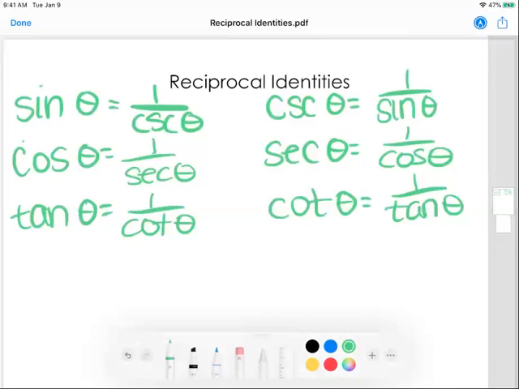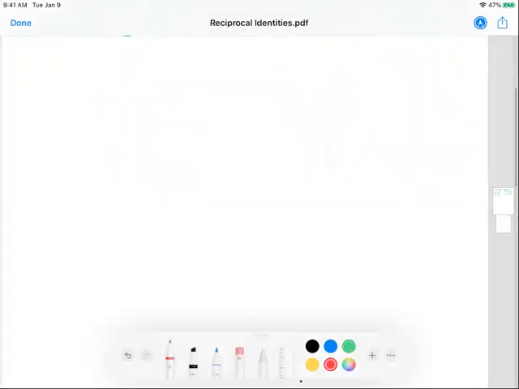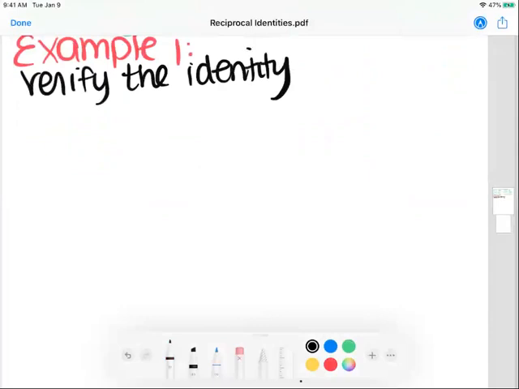So now what we're going to do is we're actually going to do an example in which we need to verify an identity. So I'm going to scroll down here. So I'll call this example 1. All right, so verify the identity. And the problem is secant of theta times cosine of theta equals 1.